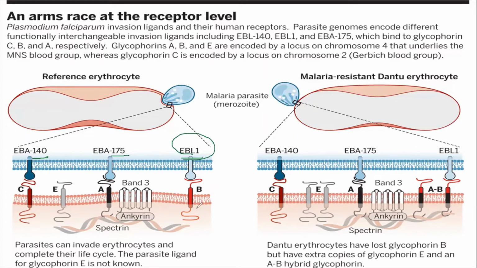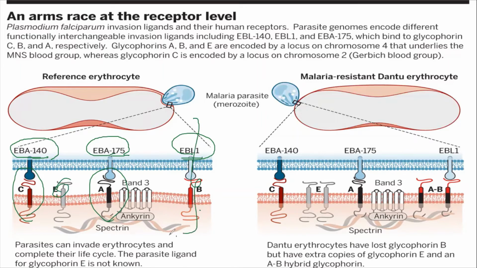EBL1 interacts with glycophorin B. EBA 175 with A. EBA 140 with C. This is normally the case, and they invade the RBC using this glycophorin, go inside of the RBC and start growing there. Okay, the eggs that they release, they complete their life cycle inside the RBCs. Okay, we don't know the ligand about this, so that's okay. This is the normal scenario.